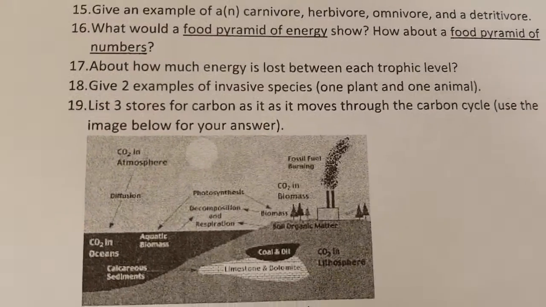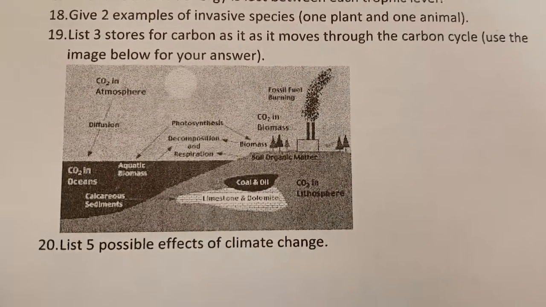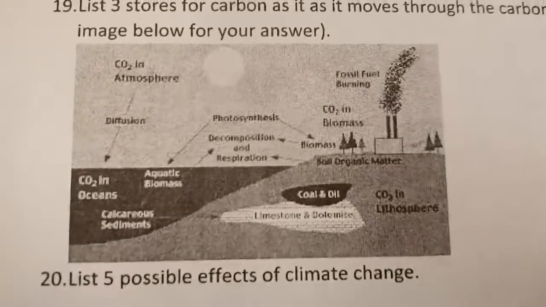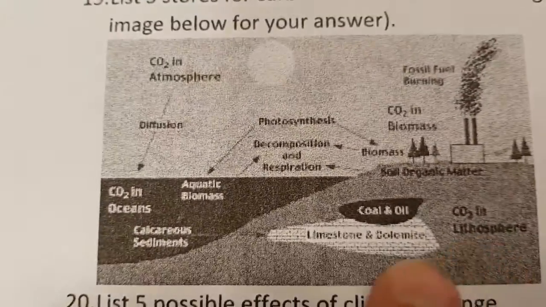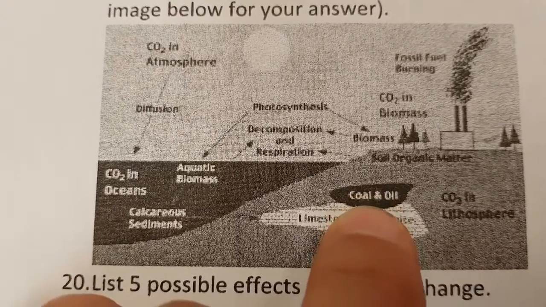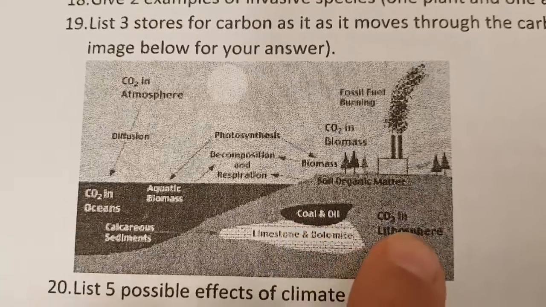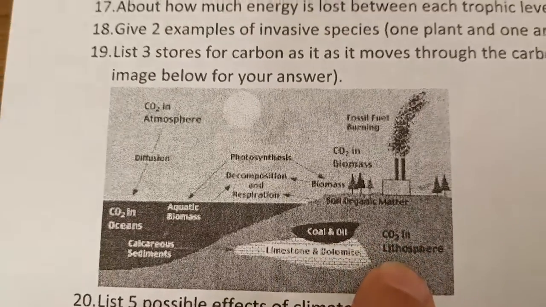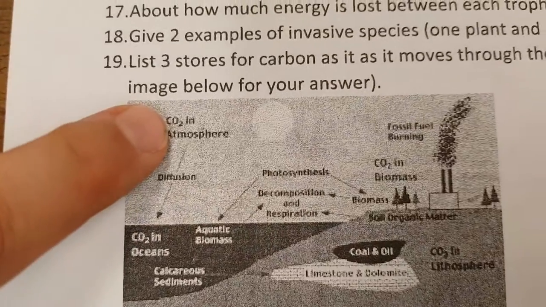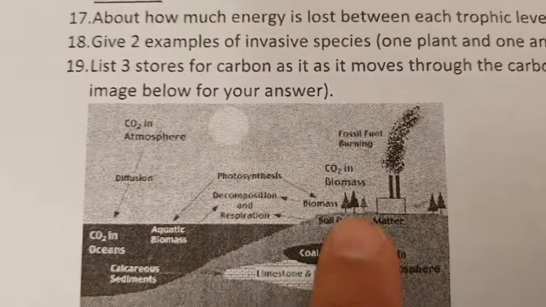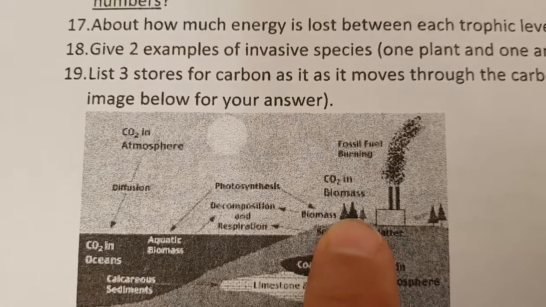Okay, so then number 19, list 3 stores for carbon as it moves through the carbon cycle. Use the image below for your answer. So 3 stores, there's lots of stores here, but you could say that there's stores within the ground that stay there a long time. It even says here that carbon dioxide's in the lithosphere. We have carbon dioxide that's being stored in the atmosphere. We have carbon that's stored in plants and anything that's living. That's a short-term store.